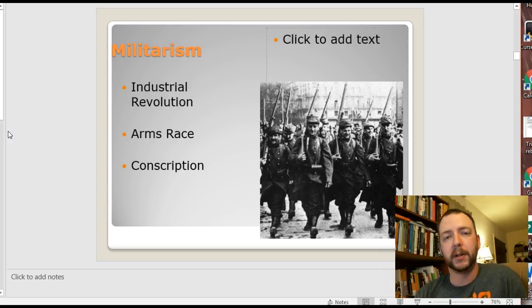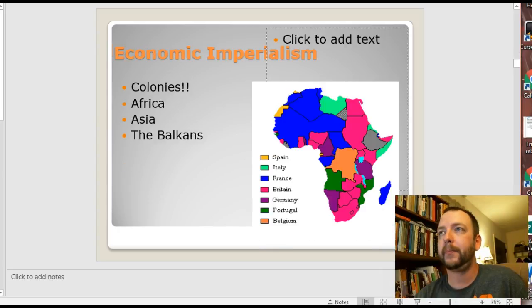Conscription goes along with militarism and nationalism. Conscription is the draft, being conscripted into the nation's army. Germany would have a conscription draft. Great Britain eventually, actually, Great Britain didn't have a draft. France had a draft, though. Russia had a conscription draft. So this is all part of militarism, which is another of these major causes of World War I.